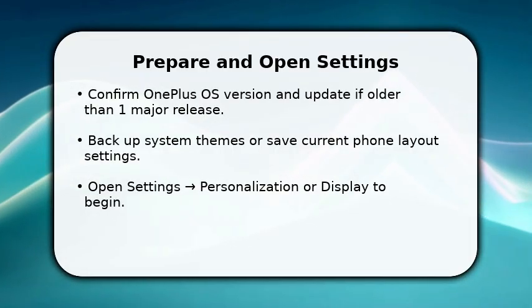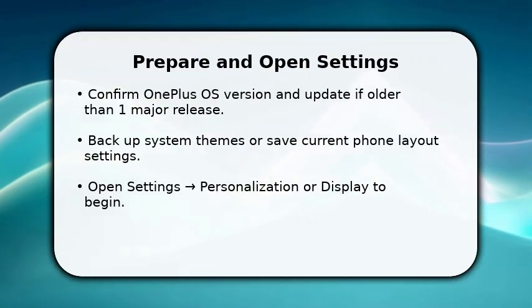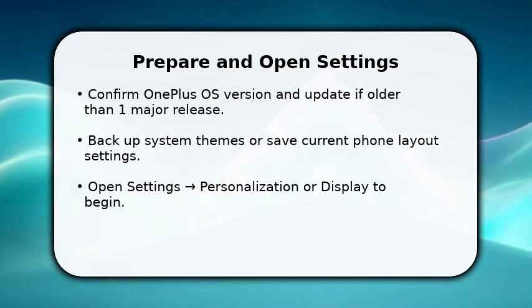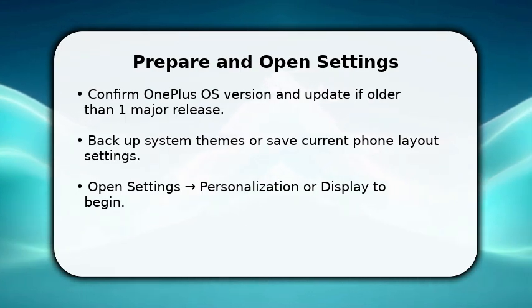This prevents surprises. Make sure your phone is unlocked and on the home screen, then tap Personalization. This first move locates theme controls and prepares you to change colors and styles for the call log.